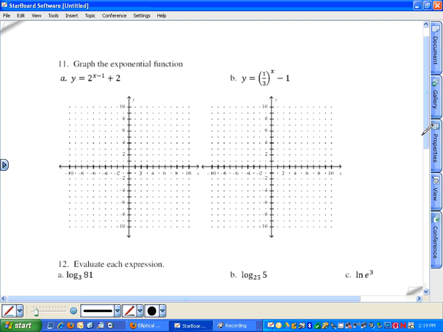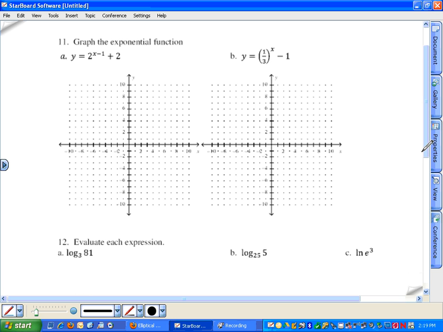Okay, part 3. These questions come from chapter 5, the chapter dealing with exponential and logarithmic functions. Question 11, parts A and B are the graphs of exponential functions. This one happens to be exponential growth because it's a base larger than 1. This is exponential decay because the base is between 0 and 1.